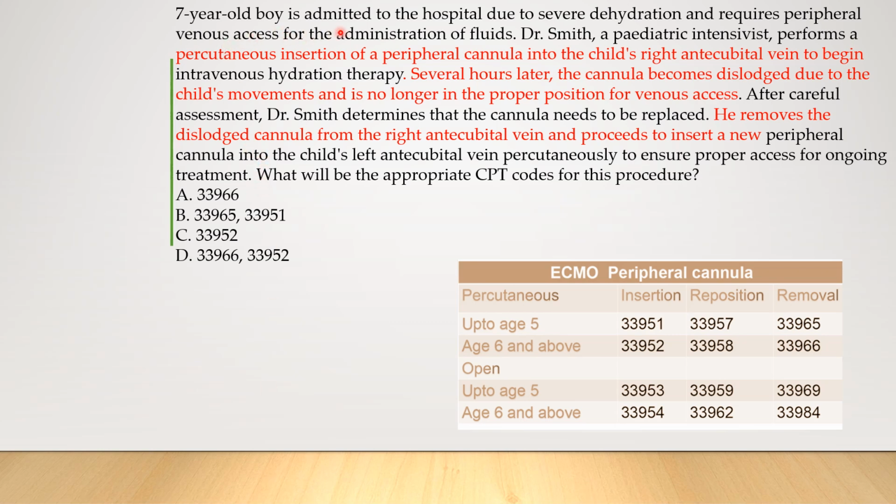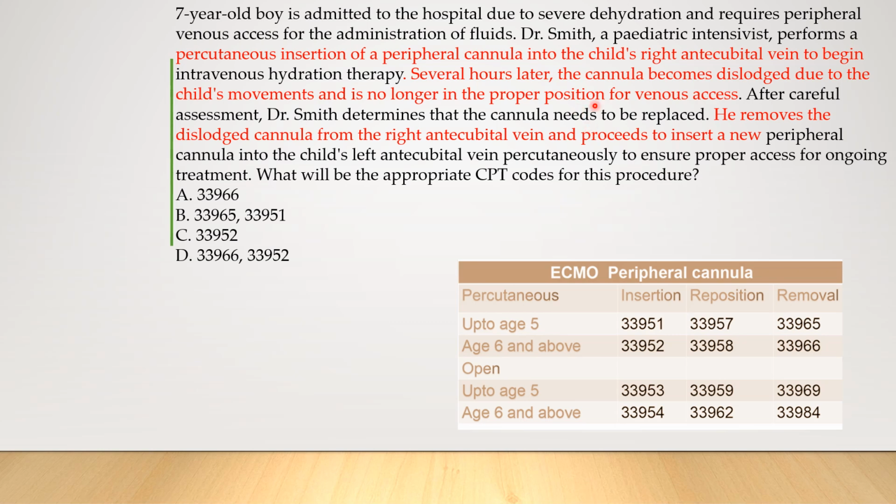Now this is an operative report, so one must pay attention to all the important things. A 7-year-old boy is admitted to the hospital due to severe dehydration and requires peripheral venous access for the administration of fluid. Dr. Smith, a pediatric intensivist, performs a percutaneous insertion of a peripheral cannula into the child's right antecubital vein to begin the intravenous hydration therapy.